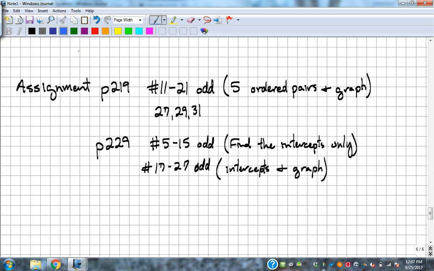All right, so this is what I want you to do practice-wise today. All right, on page 219, that's section 4.2, doing 11 through 21 odd. Keeping count, that's 5 problems. And then 27, 29, and 31. So that's 8 problems. On the 11 through 21, those odd ones, I want you to do the table with the 5 ordered pairs. Okay?